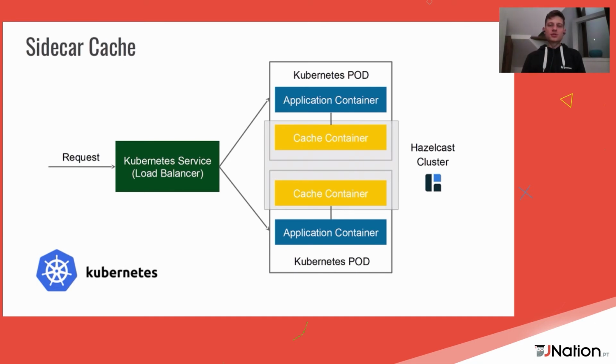Now, going back to our diagram, it looks as follows. A request goes to our system. It goes to the Kubernetes service, which is kind of a load balancer. The Kubernetes service forwards the request to one of the Kubernetes pods. In the pod, the application container takes the request. The application container uses a cache client to connect to the cache server, but this cache server is actually deployed as a sidecar container. So it's always available on the same machine. It's always available at localhost.